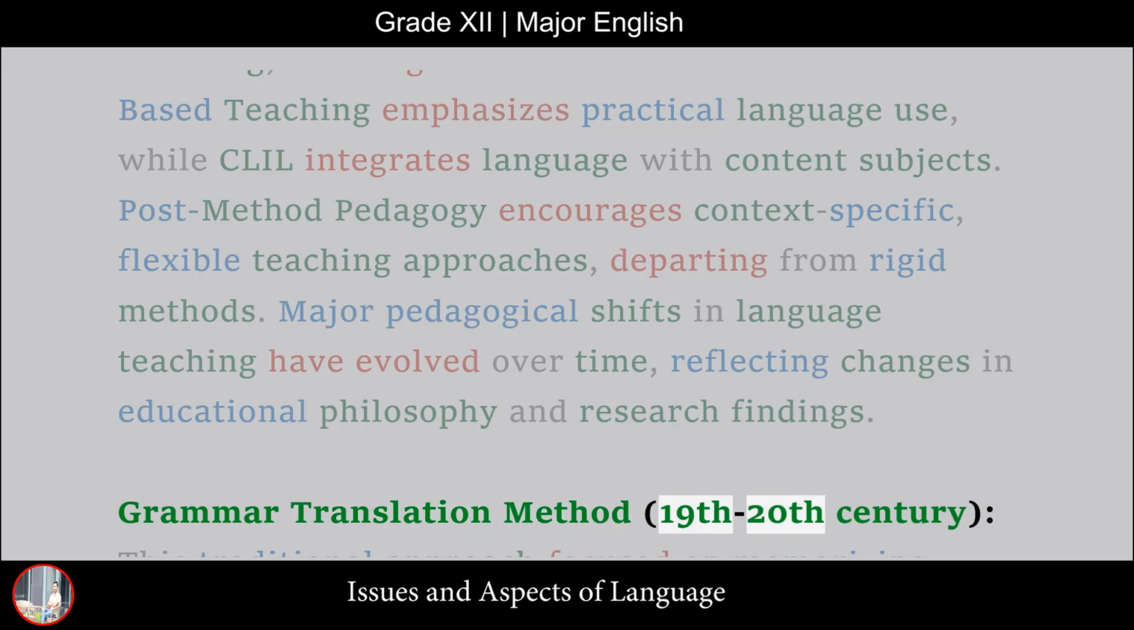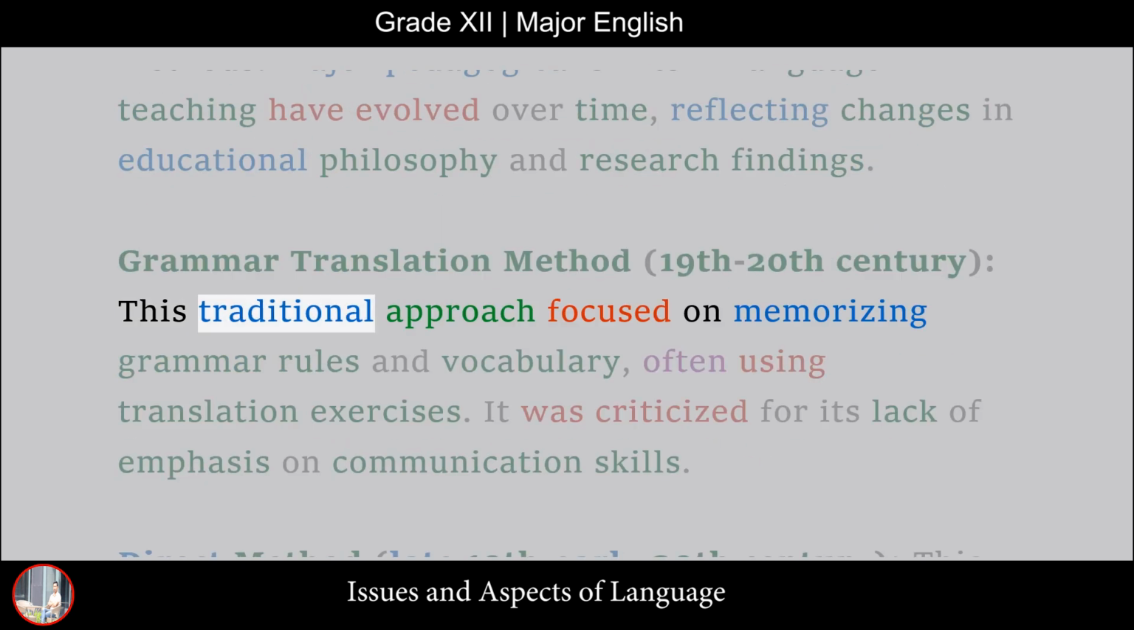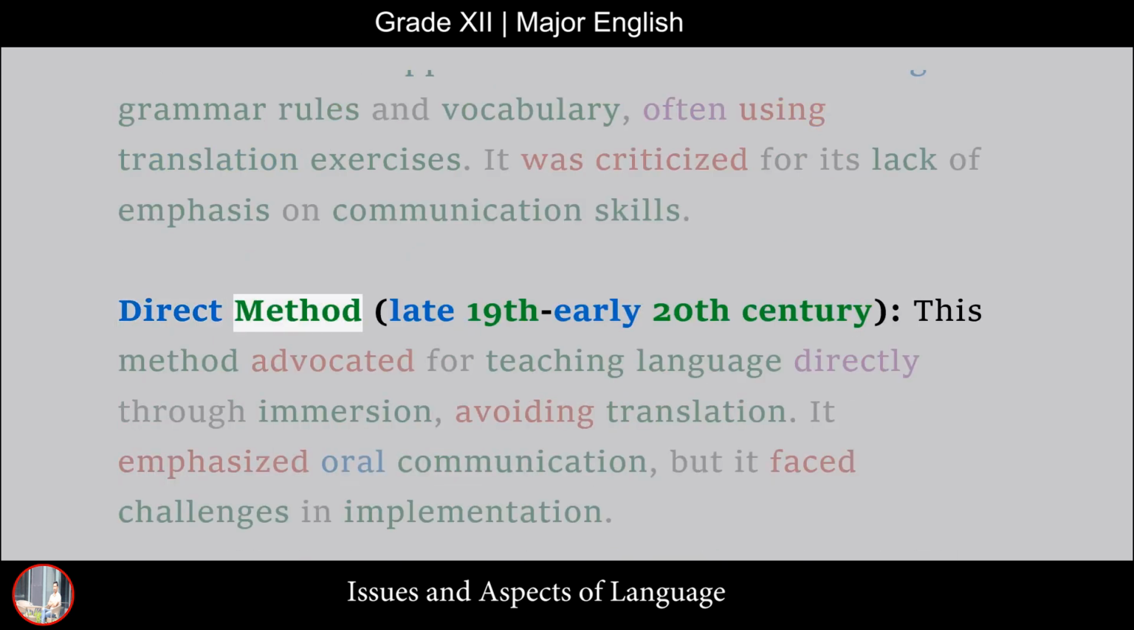Grammar translation method, 19th to 20th century. This traditional approach focused on memorizing grammar rules and vocabulary, often using translation exercises. It was criticized for its lack of emphasis on communication skills. Direct method, late 19th, early 20th century. This method advocated for teaching language directly through immersion, avoiding translation. It emphasized oral communication, but it faced challenges in implementation.